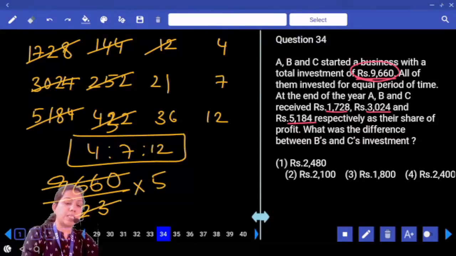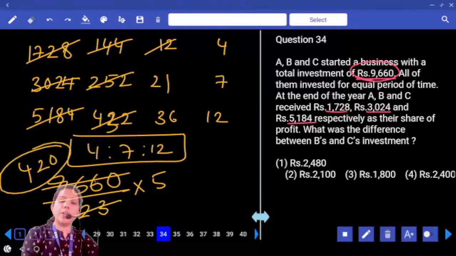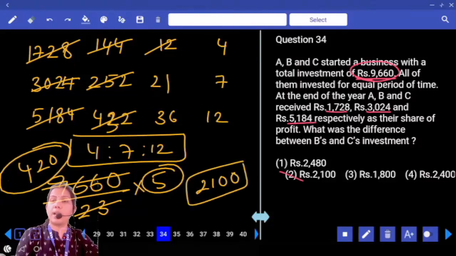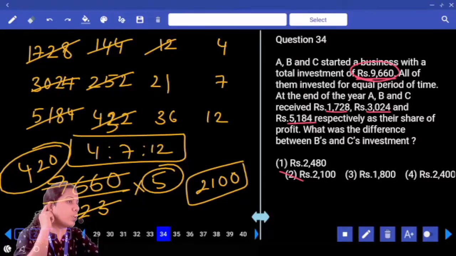23 table cancellation, 23 fours, 92, 2, 0. 420 into 5? Into 5 means half the number, 2100. Not 420 into 2, it is 420 into 5. 420 into 5 is 2100.